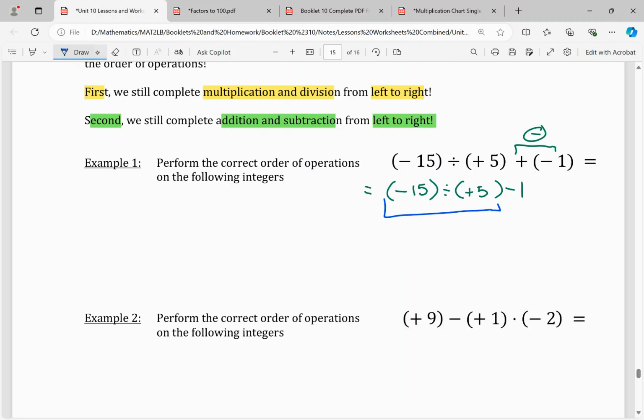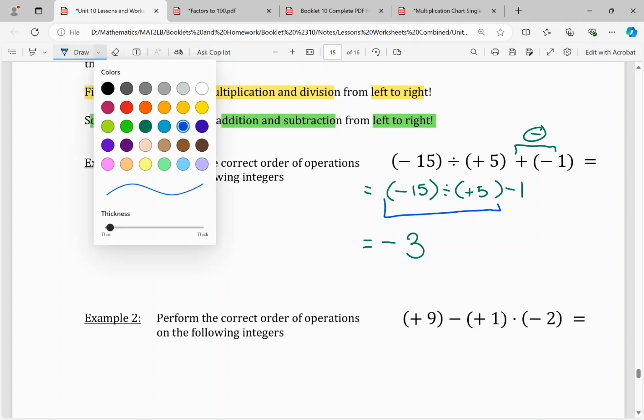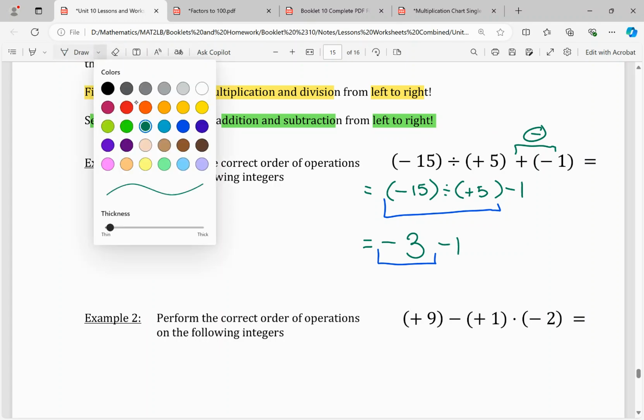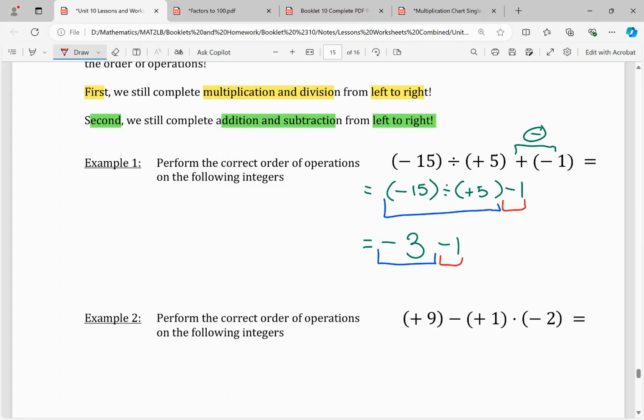So our next line is going to be 3, but remember you have to think, is this a positive or a negative 3? Right? Because one of our numbers, the 15, was negative, and the other, the 5, was positive. The result is going to be negative. So that negative 3 is going to be the quotient, and the negative 1 just carries down. We don't do anything with that yet.